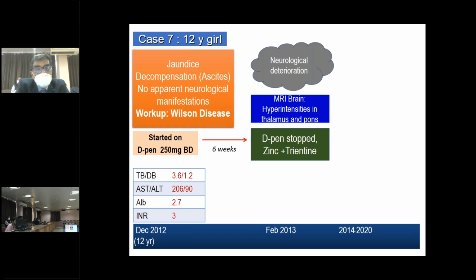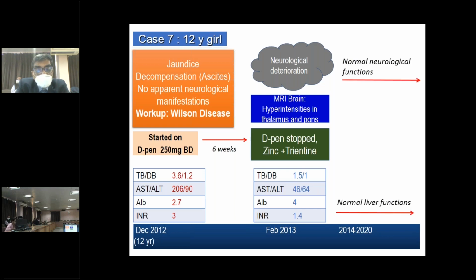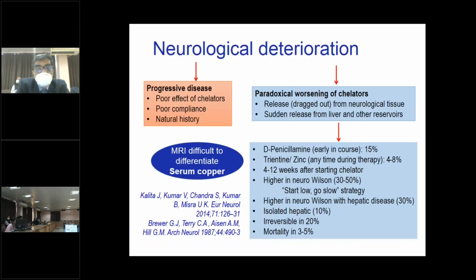The child was started on zinc and trientine. Over the years, she had improvement in her neurological functions, and the LFT done 1 year later showed complete normalization. So what do we do when we have a case like this who presents with a neurological deterioration? There are two possibilities. Either it is due to the progressive disease, or it may be due to paradoxical worsening caused by the chelators.